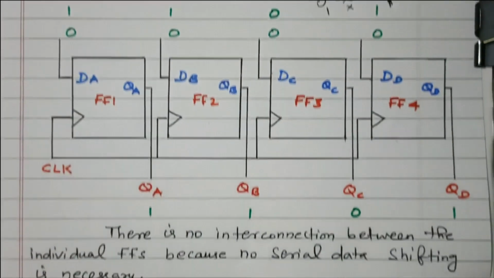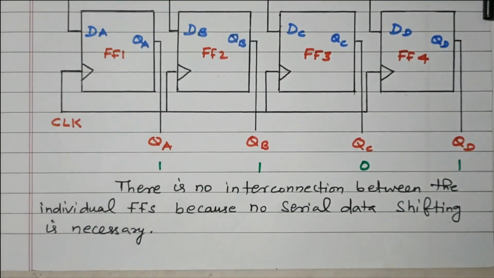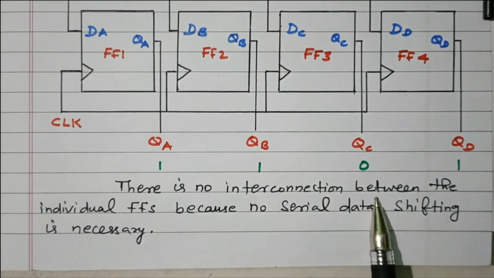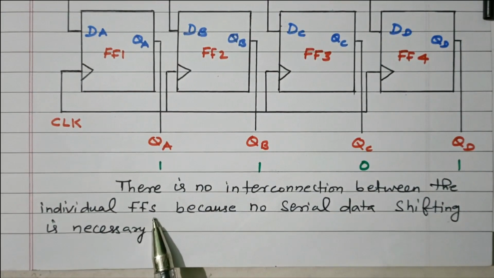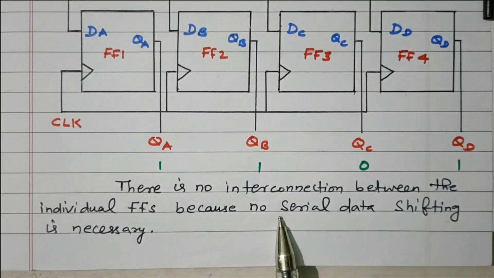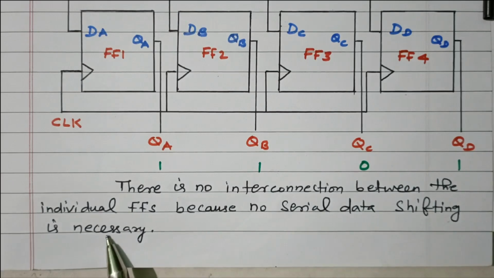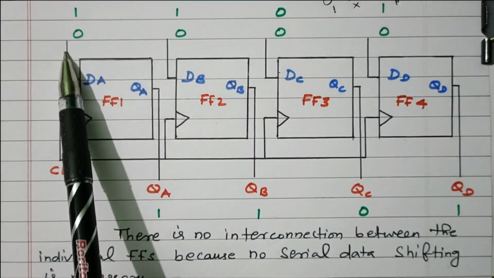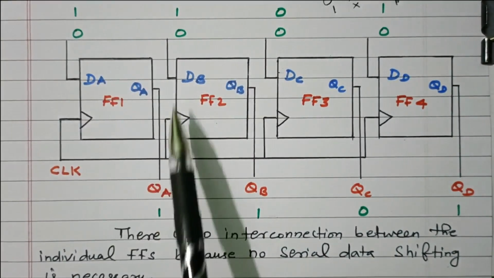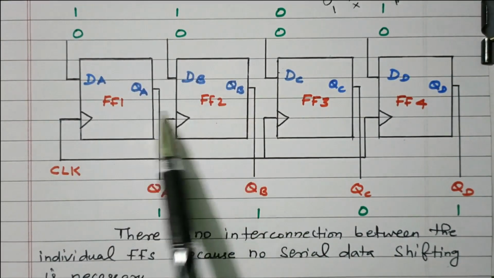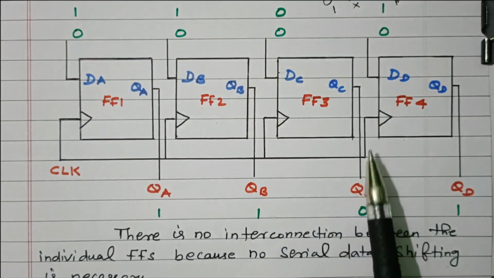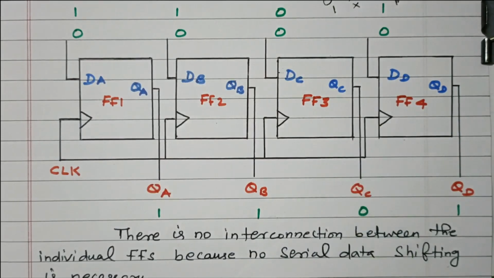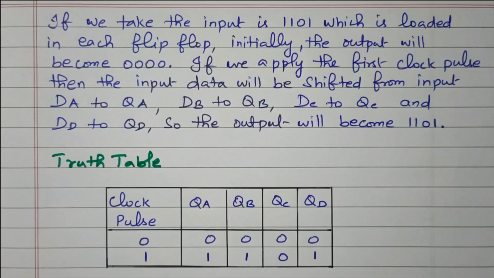Right. Some more description is available. There is no interconnection between the individual flip-flops. All are individually connected. There is no interconnection because no serial data shifting is necessary. So data enters here and data leaves here. There is no interconnection. Only the clock pulse is interconnected. Now we'll see some more description and the logical table.